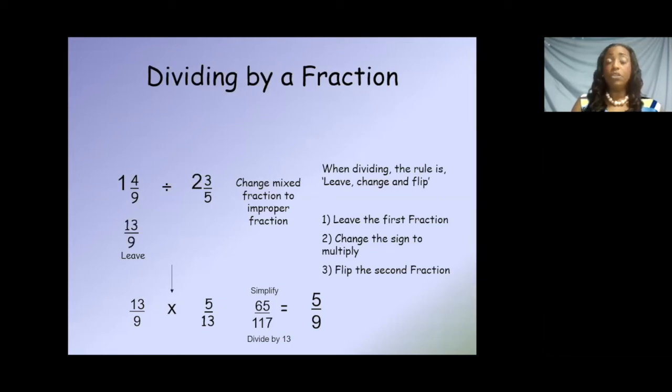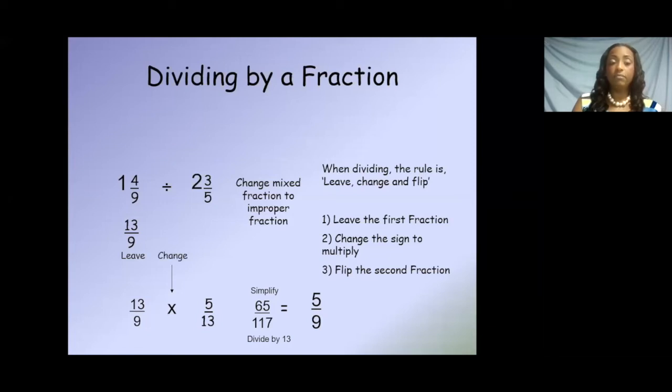Okay, so I want you to focus on the numbers, because the words on the right-hand side of the screen are just the steps. So don't focus on that too much right now. Focus on the numbers. So we have 1 and 4 over 9 being divided by 2 and 3 over 5. 1 times 9 is 9, add 4 is 13. And remember, you want to keep the denominator for that part of the fraction, in this case the mixed fraction. So we end up with 13 over 9.